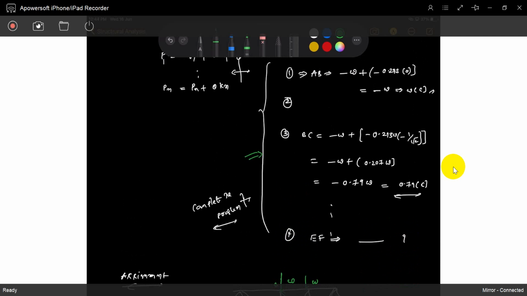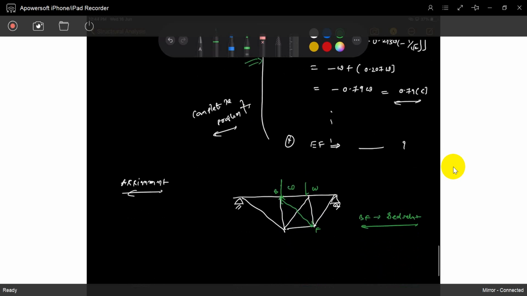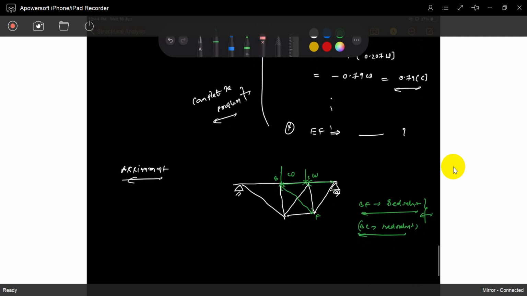If you check, you have an idea. Otherwise someone may choose another member. Take BC as redundant. BC also taken as a redundant. No problem at all. Take this and see whether the results are the same or not. So that is one assignment problem.